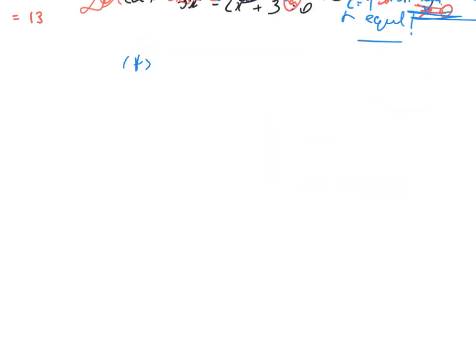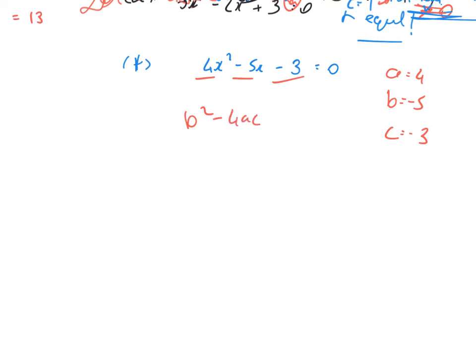Okay, example F. 4x squared minus 5x minus 3 equals 0. Okay, A is 4, B is minus 5, C is minus 3, B squared minus 4AC, was B is minus 5, so it's minus 5 squared minus 4 times A, which is 4, times C, which is minus 3, so I'm going to put that in a bracket.